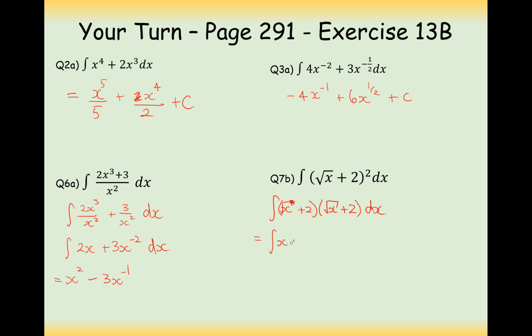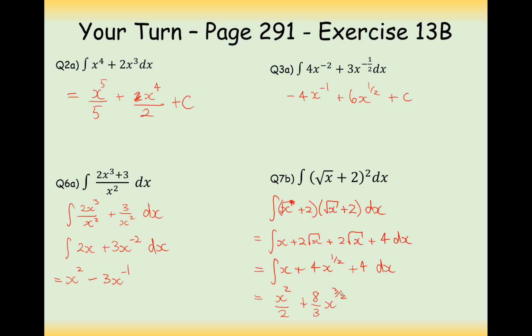Root x times 2 is 2 root x. And this is going to be plus another 2 root x for the other expansion, and then it's going to be plus 4 dx. So simplifying this, we're going to get x plus 4, and the square roots will be x to the power of halves plus 4 dx. And now we integrate, so it's going to be x squared over 2. And now we increase the power by 1, so it's now 3 over 2, divide by that new power, so that's going to be 8 over 3x to the power of 3 over 2.